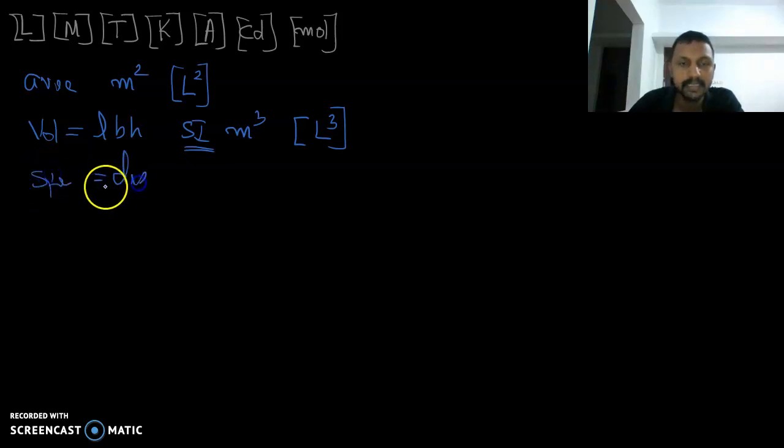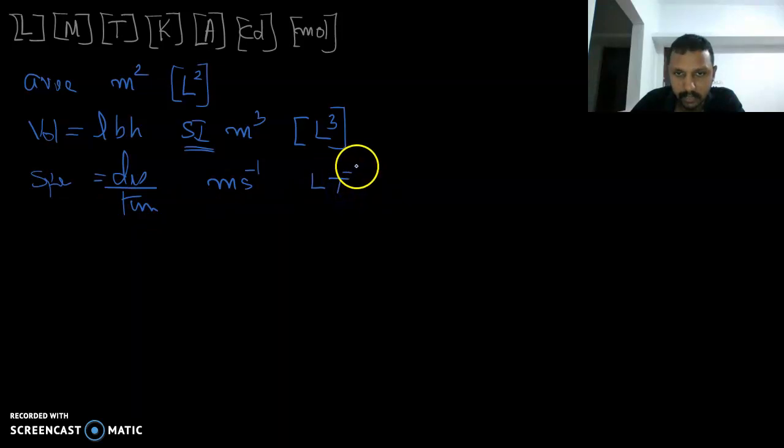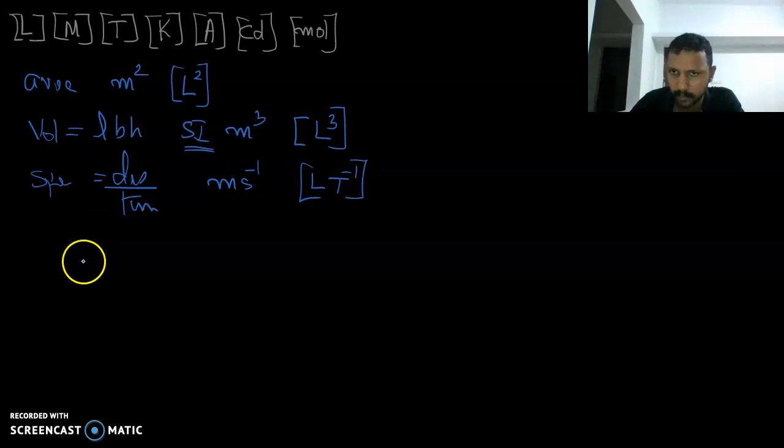Speed is the distance traveled in a unit time. It is distance by time, and since it is distance by time, its SI unit is meter second raised to minus 1. Distance's SI unit is meter, time's SI unit is second. Therefore, taking time to the numerator, it becomes meter second raised to minus 1. Then the dimensional formula of speed: distance's dimensional formula is L, time's dimensional formula is T. Therefore, it is LT raised to minus 1. Speed's dimensional formula is LT raised to minus 1.